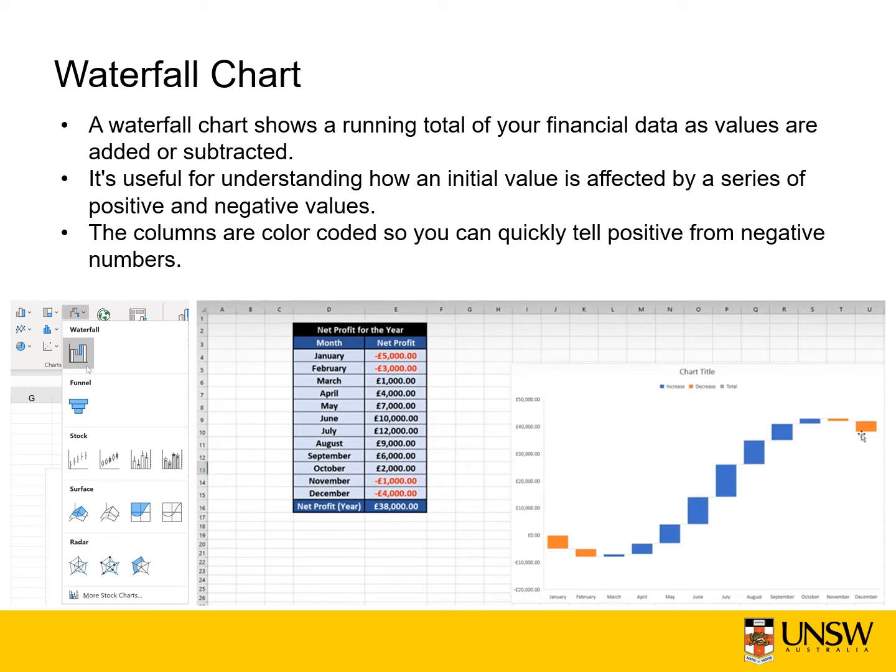As you can see in this example, we have the net profit of different months. In January and February, the net profit is negative, as we had a $5,000 loss in January and a $3,000 loss in February. So for January and February, the chart shows the columns below zero, but since we had profit from March, the chart columns go up. And from November and December, the columns go down again. Watch the demo of this example in the next slide.